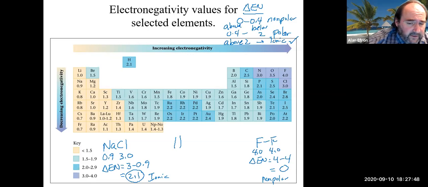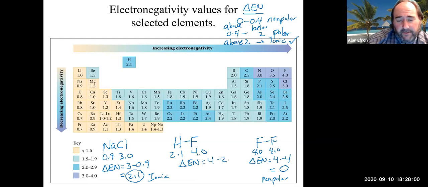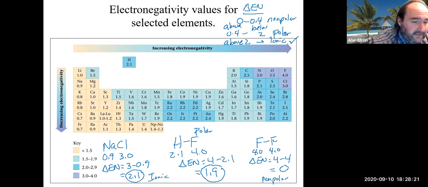If we look at our HF that we saw earlier, H is 2.1 and F is 4. So our difference in electronegativity value is 4 minus 2.1. Should have got the calculator. I'm going to go with 1.9. Correct me if I'm wrong on any of these. 1.9 is less than 2. It is between our 0.4 and 2. This is definitely a polar bond. At 1.9, that is darn close to 2, which means it is still hanging on, but there is definitely unequal sharing happening. Those electrons are definitely hanging out closer to the fluorine in that case.